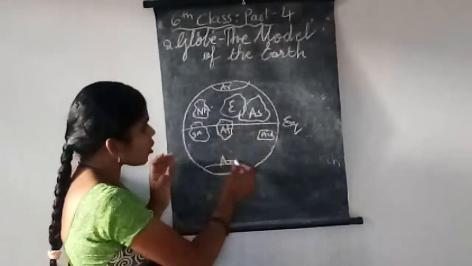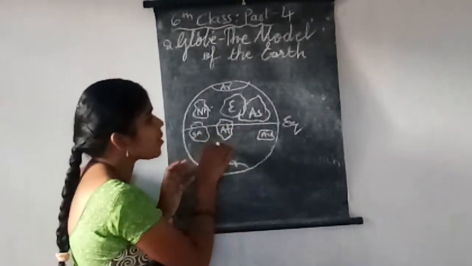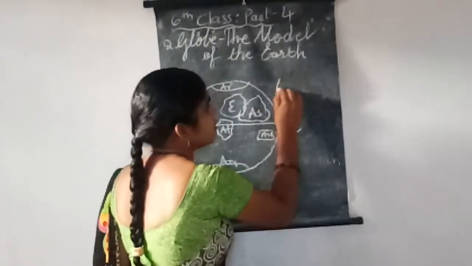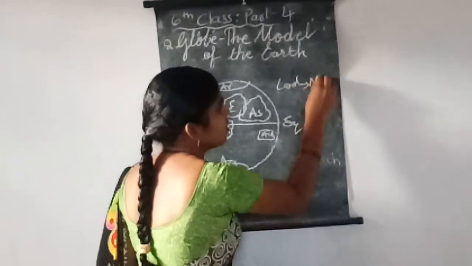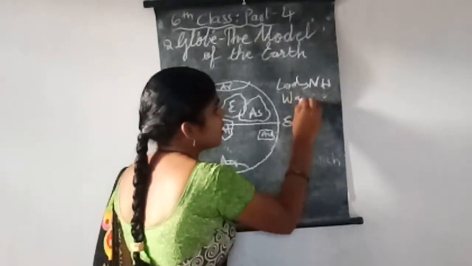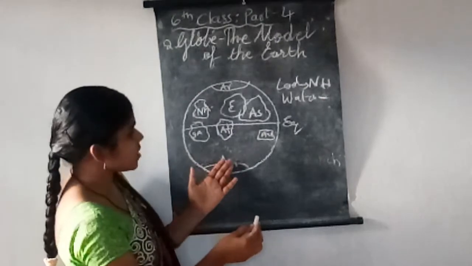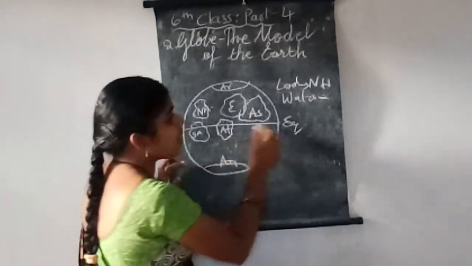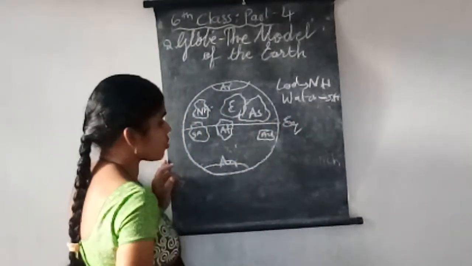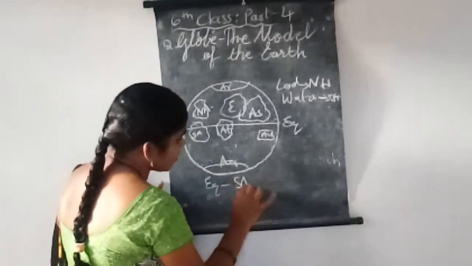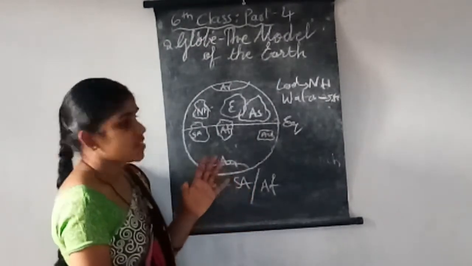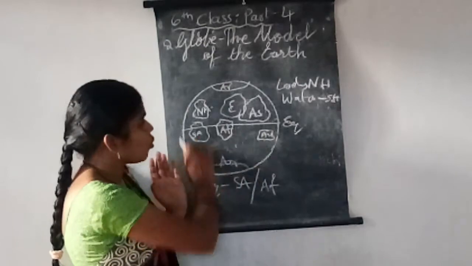So comparing both of the hemispheres, on which part is the land part more? Land part is more in the northern hemisphere. By seeing only we can say. Here in the southern part, water part is more. The equator is passing from South America and Africa. Okay? These are the things we have to observe on this globe.